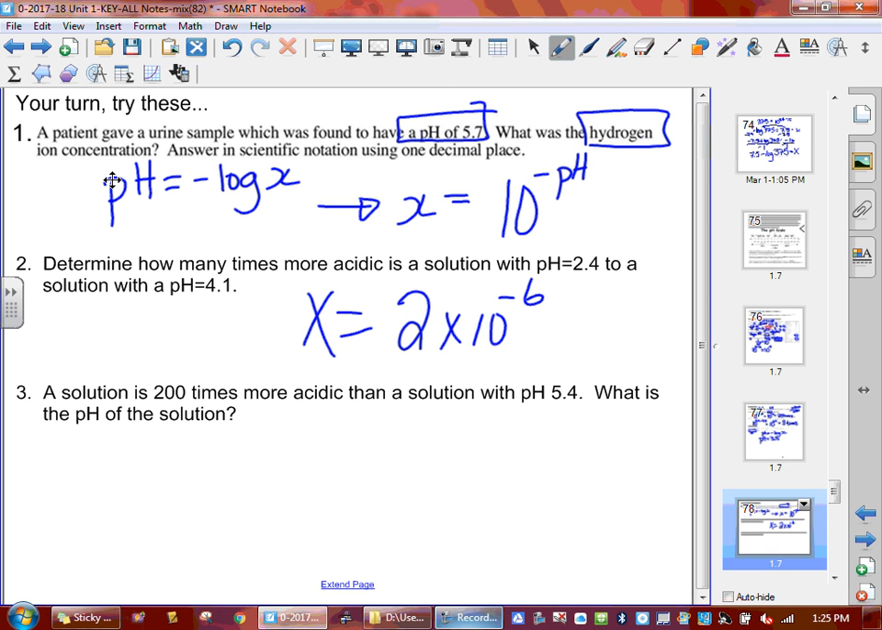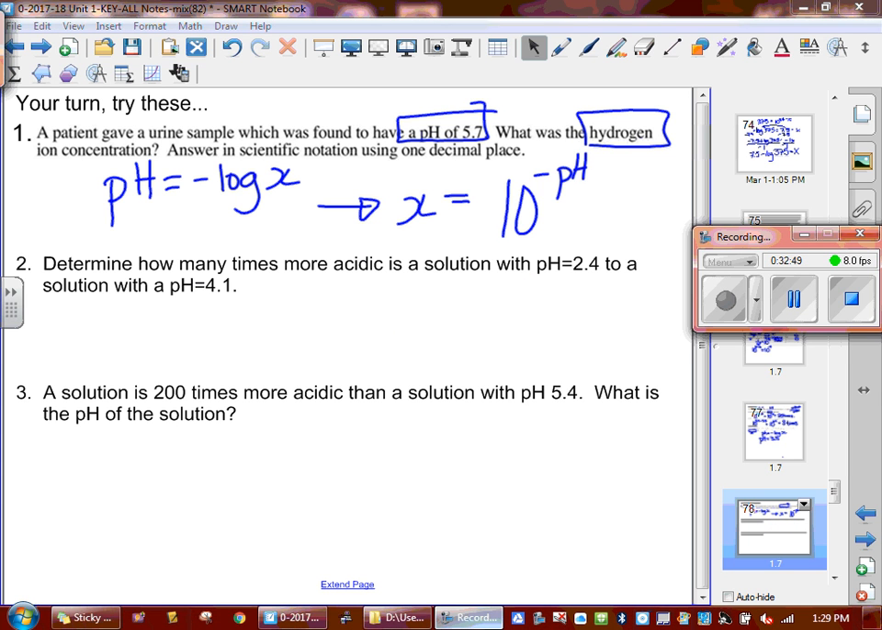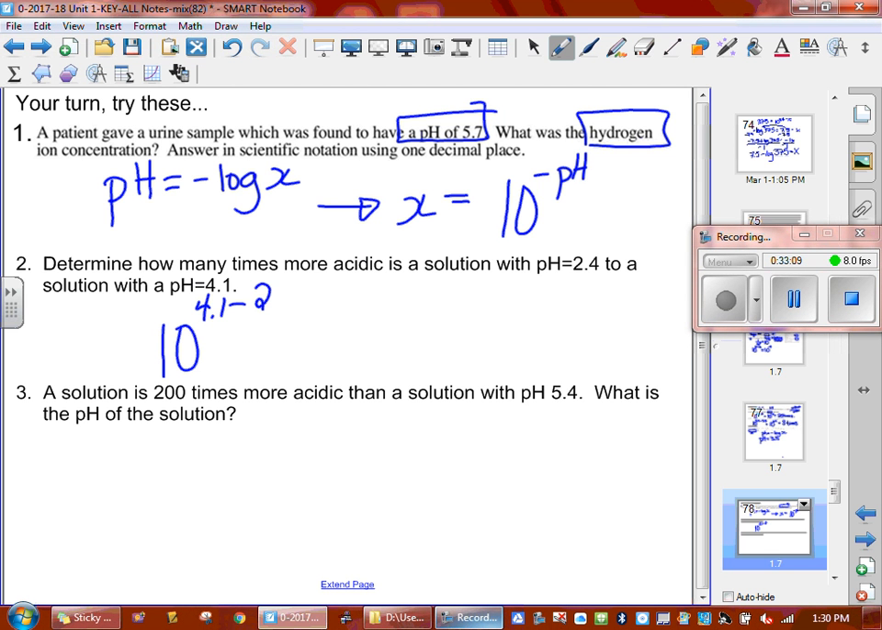If we take a look at this question, number 2 is going to be the big number subtract the small number. The reason is because they're asking how many times more acidic is the small number than the big number. How many times more is this one than the other one? So you're taking 10 exponent 4.1 minus 2.4, so it's going to be 10 exponent 1.7, which is 50 times. So it's 50 times more.